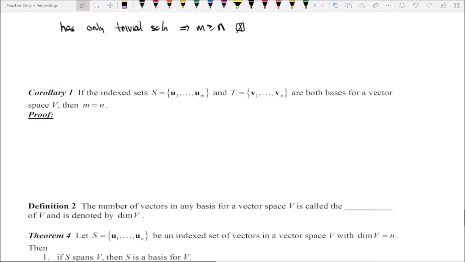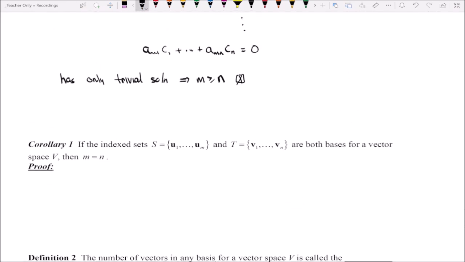Now, if the indexed sets S and T are both bases for a vector space V, then m is equal to n, right? In other words, every basis for a vector space must contain the same number of vectors.